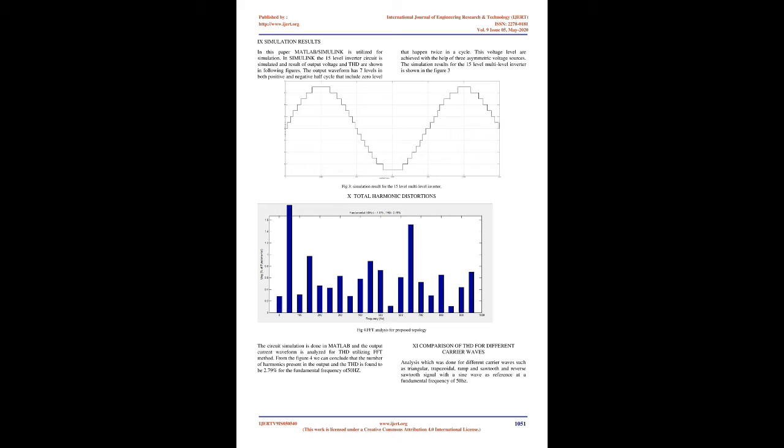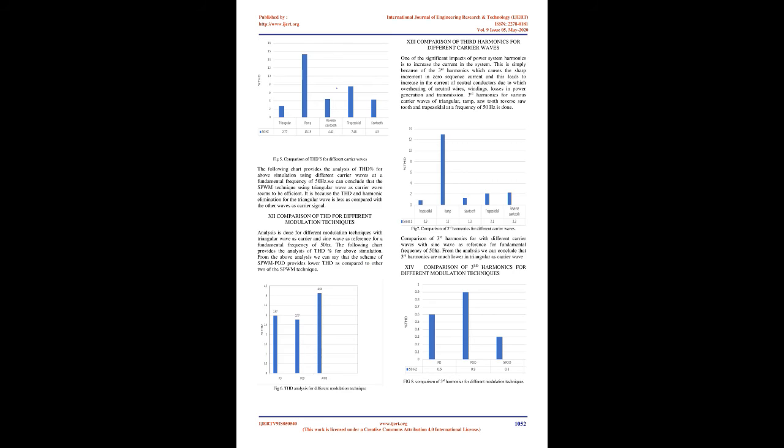10. Total harmonic distortion. Fig 4. FFT analysis for proposed topology. The circuit simulation is done in MATLAB and the comparison of THD for different carrier waves is analyzed for THD utilizing the FFT method. From Figure 4 we can conclude that the harmonics present in the output and the THD is found to be 2.79% for the fundamental frequency of 50 Hz.